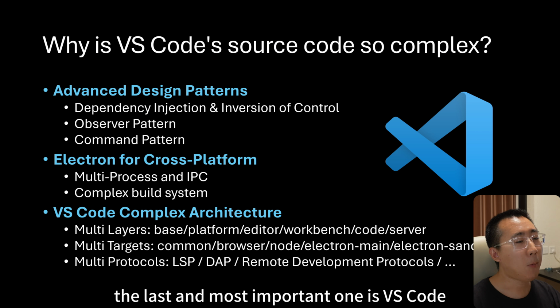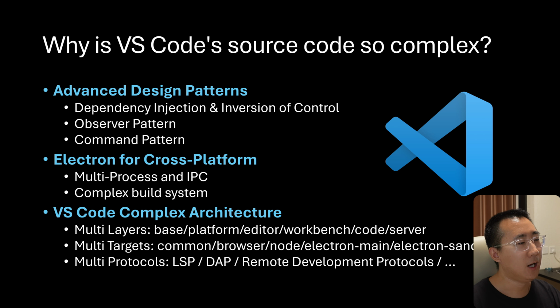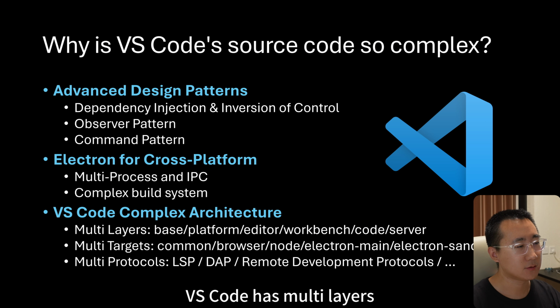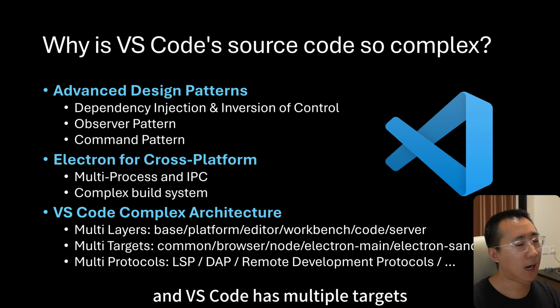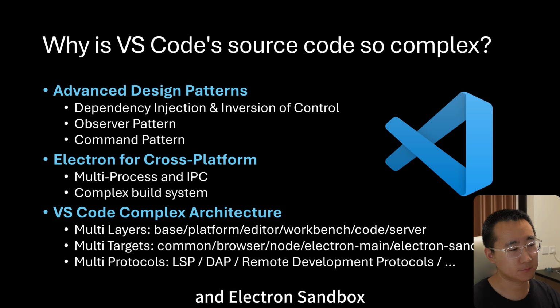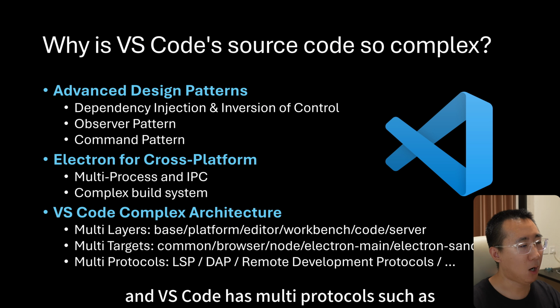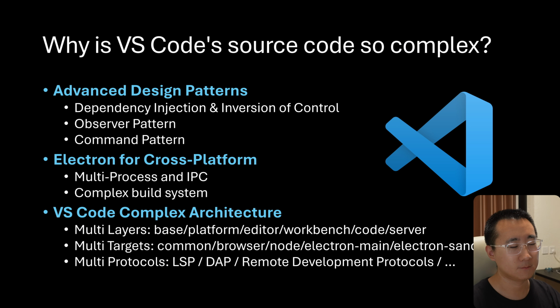The last and most important one is VS Code's specific complex architecture. VS Code has multi-layers, such as base, platform, editor, workbench, code, and server. And VS Code has multiple targets, such as common, browser, node, Electron main, and Electron sandbox. And VS Code has multi-protocols, such as language server protocol, debug adapter protocol, remote development protocol, and so on.